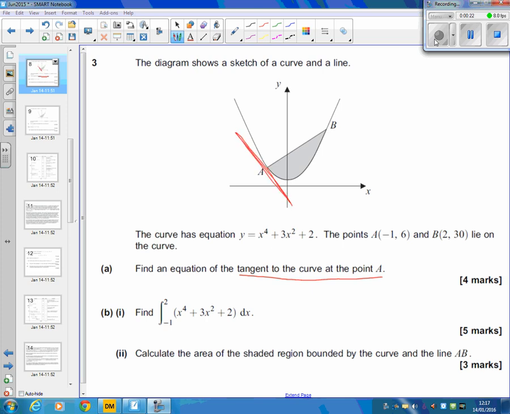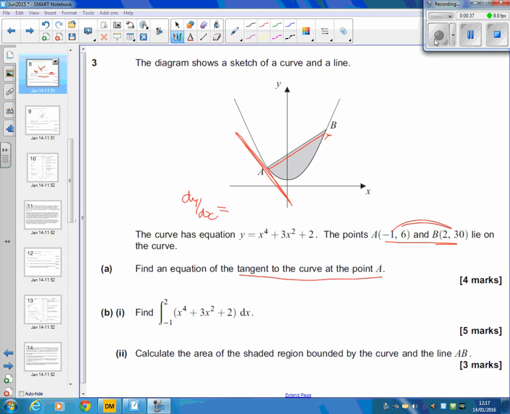We're going to have to do this by differentiating. Lots of people tried to find out the equation of this line here, this AB here, and we really didn't want that one. It doesn't help at all. So now you know you've got to differentiate it.